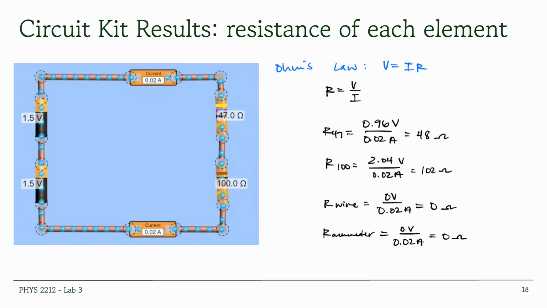So then we were asked to calculate the resistance of each element in the circuit, which can again be done using Ohm's law, which we manipulate to be R equals V over I. And so then it was found that for the 47 ohm resistor, the resistance would be 48, and for the 100 ohm resistor, that would be 102, with the wire and the ammeter having 0 resistance. This is due to just some rounding error. Those values are close to the values that we know the resistance is, so it works out.